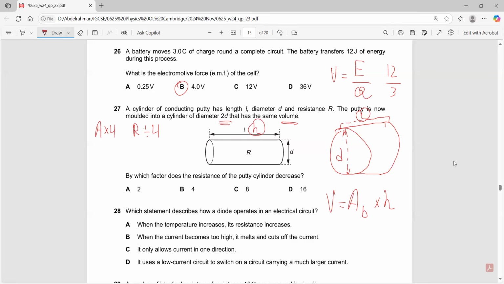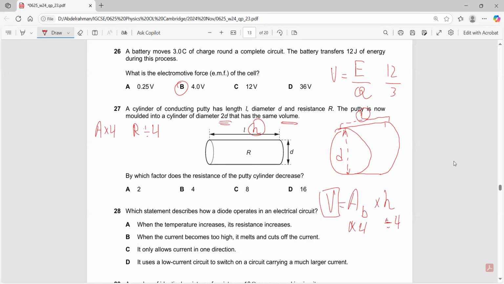Yes. So if you increase the area by 4, what will happen to the height, or the length? It will be decreased by 4. Why? Because it's the same volume. So increase the area, decrease the height.